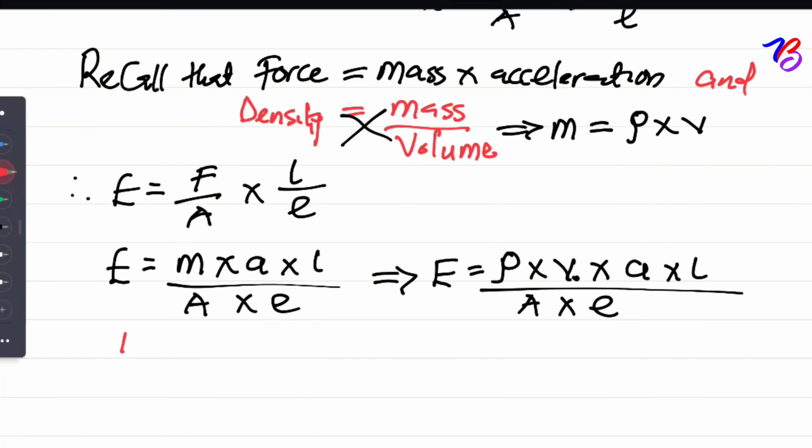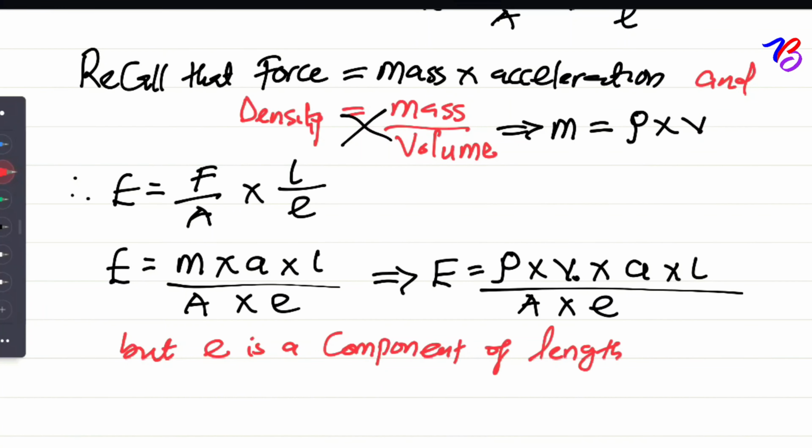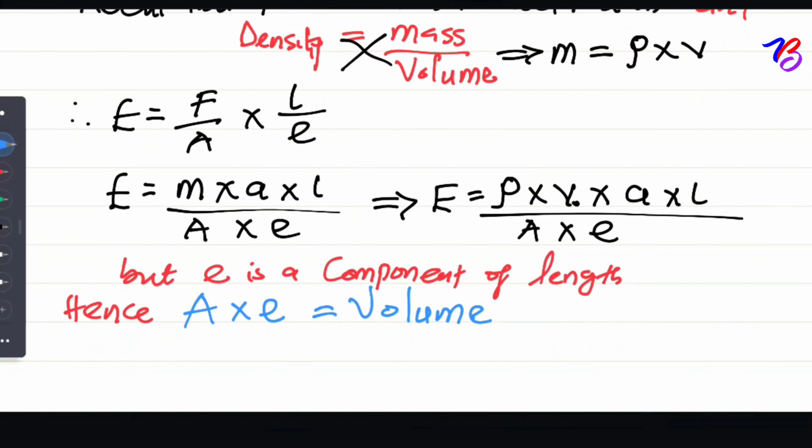Please, we're going to do that now so that you can see. But E is equal to a component of length, because it is measured in what? In meters. Hence A, which is area, multiplied by extension, will equal volume, because this gives us 3 dimensions of length, which we call volume. Take note of this.